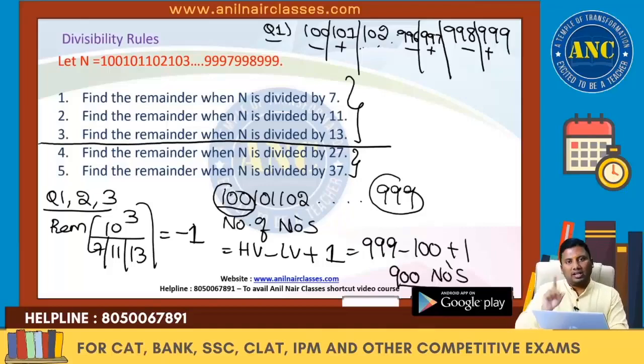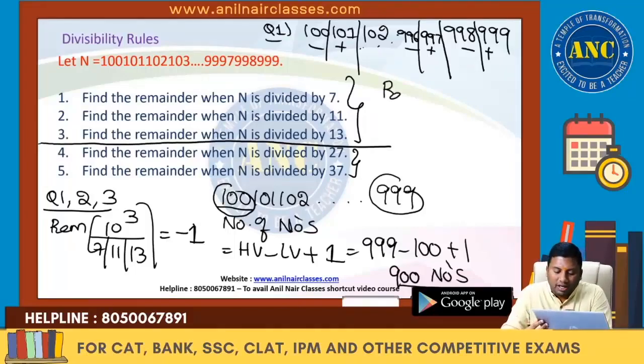999 minus 998 is 1. 997 minus 996 is 1. Out of 900 numbers, I am taking 2 numbers as a doublet. If I alternately add and subtract these 2 numbers, I will get 1. Taking 2 numbers at a time out of 900, in total I will get 450 ones.